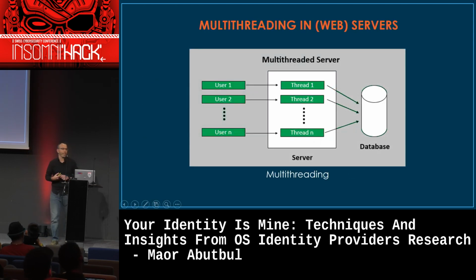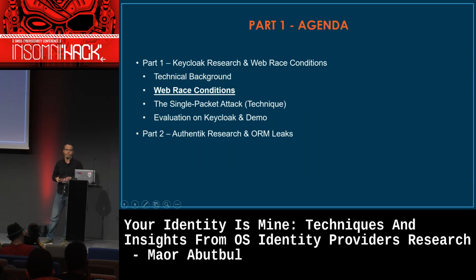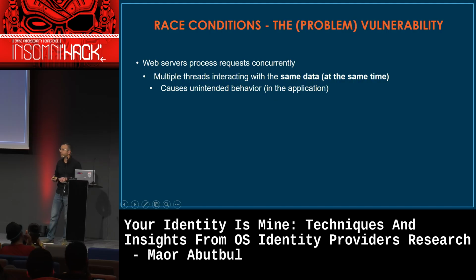Multithreading. Multithreading is a programming concept that allows multiple tasks to run concurrently on a single process. In the web context, web servers use multithreading to process multiple requests simultaneously. Web race conditions. Let's define the problem. Web servers process requests concurrently, and because of multiple threads interacting with the same data at the same time can cause unintended behavior in the application.